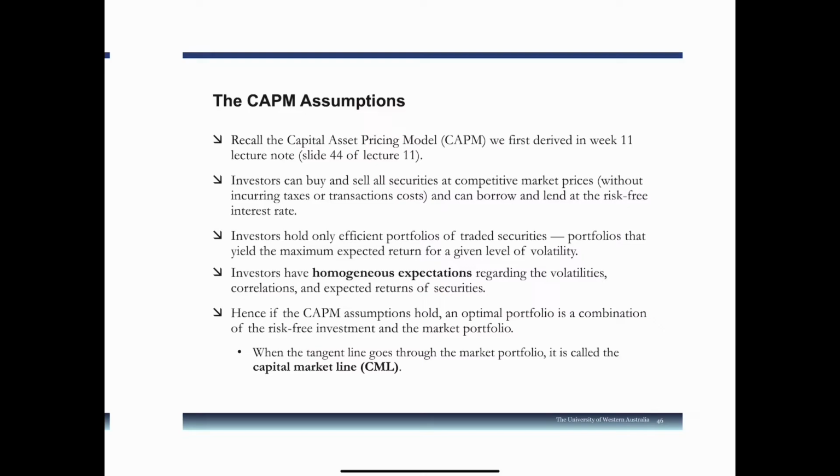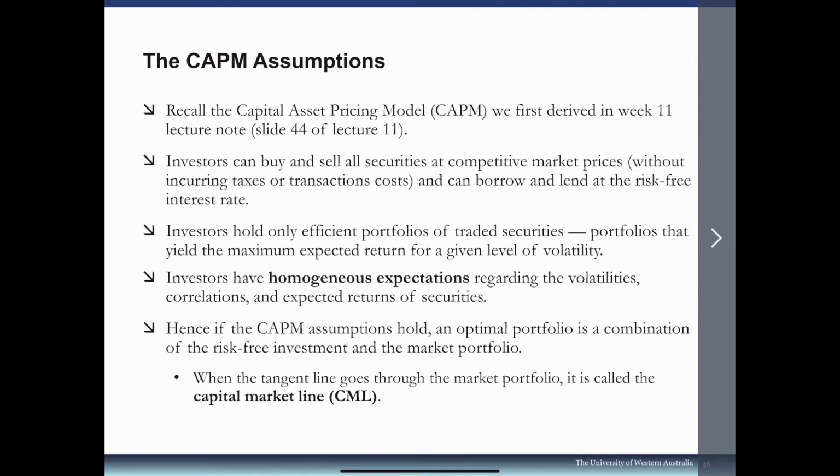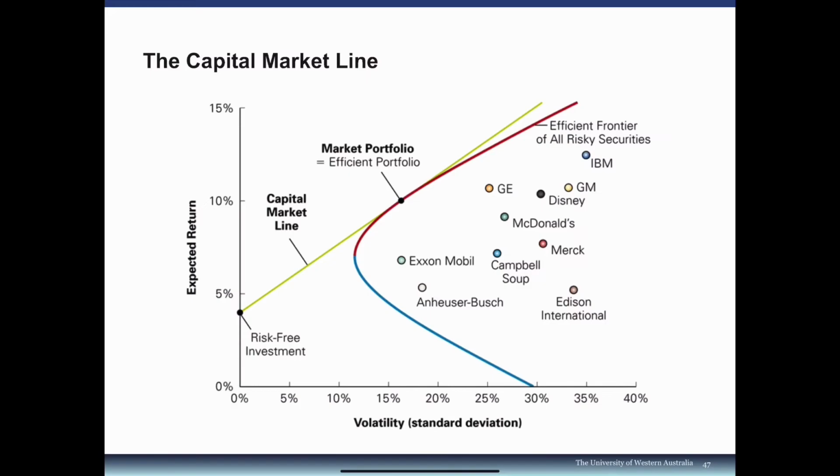The capital market line is a tangent line that goes through the market portfolio and the risk-free investment, which is illustrated here as the green line. That market portfolio is also the tangent portfolio, because when these assumptions hold, everyone will be investing in the market portfolio. The only difference is the weight allocated to the market portfolio depending on risk preference. Someone will allocate 100% to it, someone would allocate 80%, and the other 20% goes to the risk-free investment.